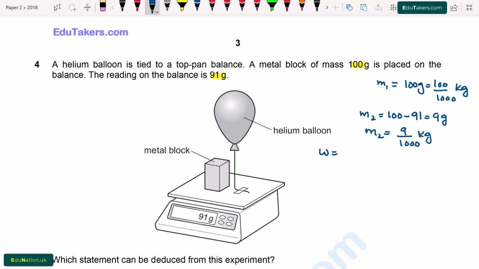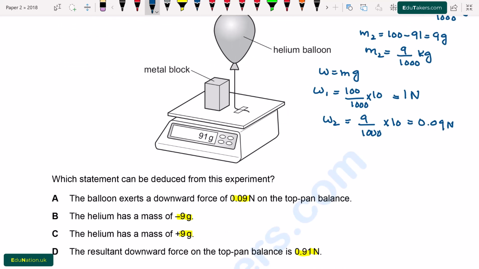Weight is equal to the product of mass and acceleration due to gravity. So I write here weight 1 is equal to 100 over 1000 multiplied by 10. It will be equal to 1 Newton. Weight 2 is 9 over 1000 multiplied by 10, which is equal to 0.09 Newton. First of all, here is 0.09 Newton, plus the second weight is 1 Newton, which is acting in the downward direction.